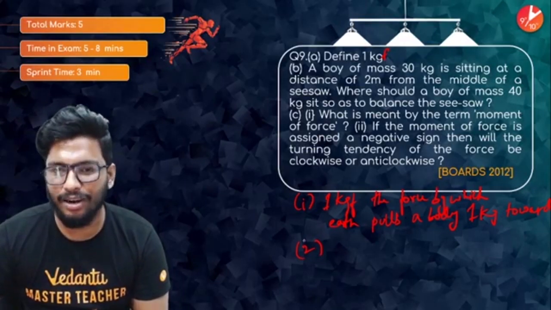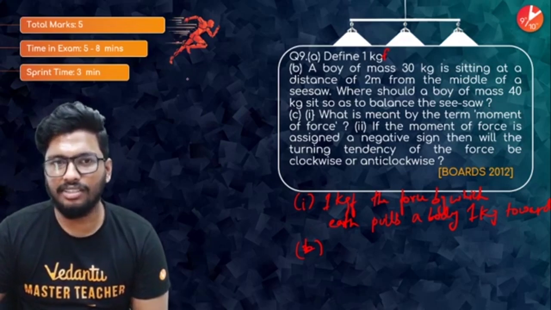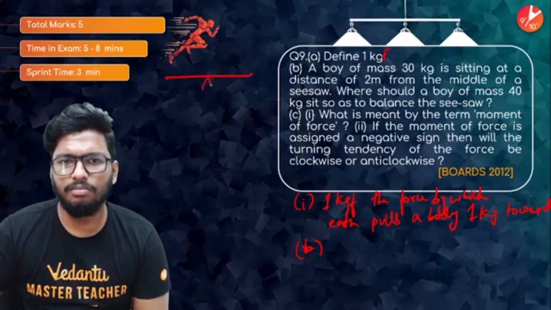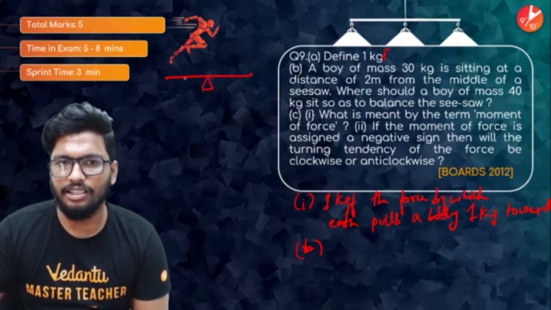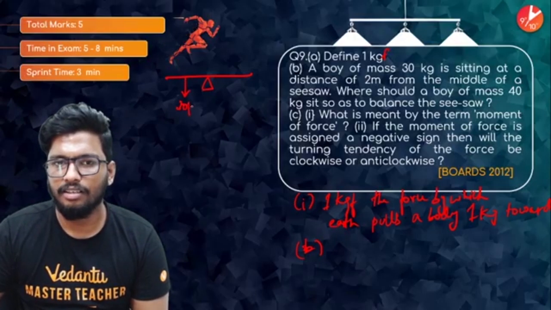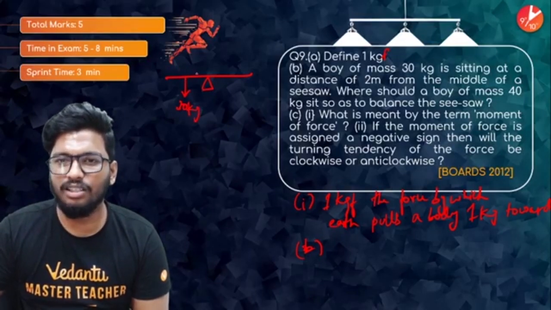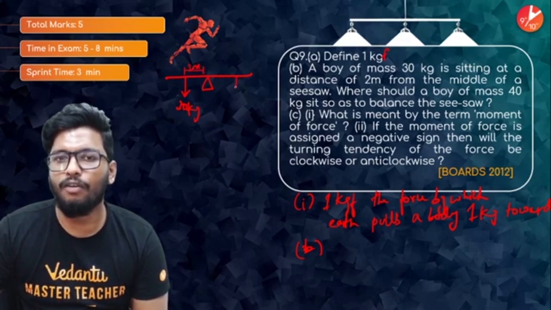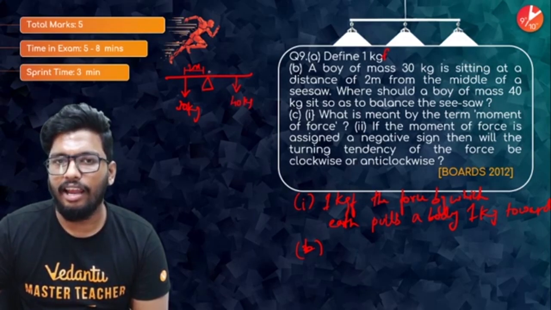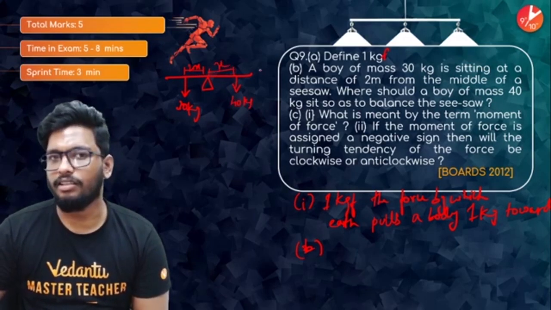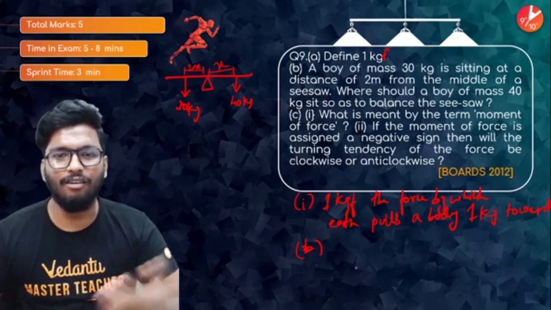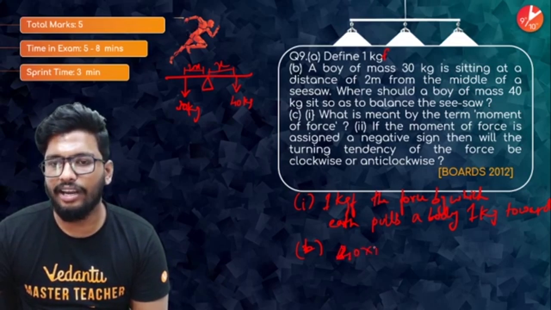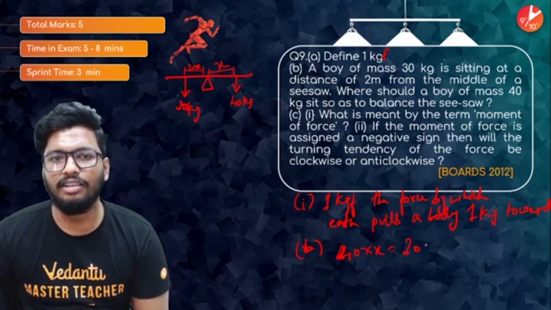Now to answer the second part of the question, I'll first draw a seesaw. The seesaw is balanced in the middle. A boy of 30 kg is sitting 2 meters away from the middle. Where should a boy of 40 kg sit in order to balance it? That is the question. Clockwise moment is equal to anti-clockwise moment. The clockwise moment is 40 into x. The anti-clockwise moment is 30 into 2.